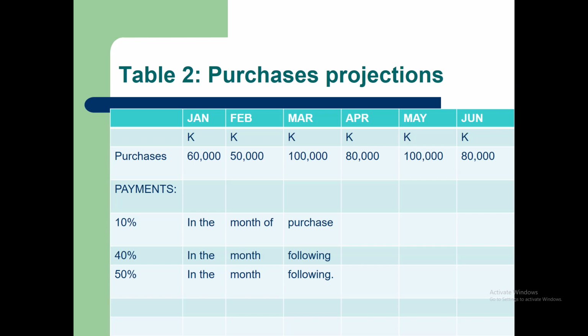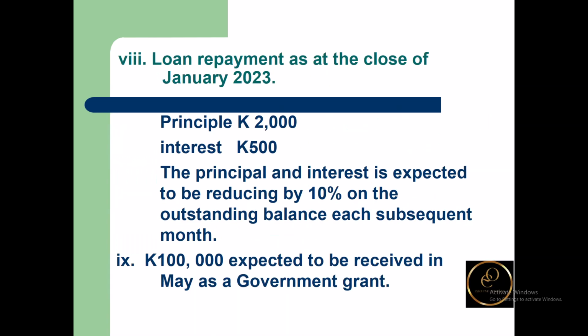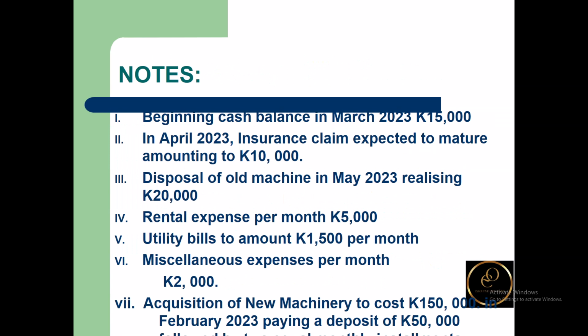In this question, there are low-hanging fruits which you can start with as you are preparing to start cracking on the workings. Low-hanging fruits are those marks which are collected just by looking at the question and picking out a figure which you can easily slot into the template. For instance, you are given under notes that the beginning cash balance in March 2023 is 15,000. That does not require much thinking, so you just pick it and slot it in as the opening balance under the month of March.